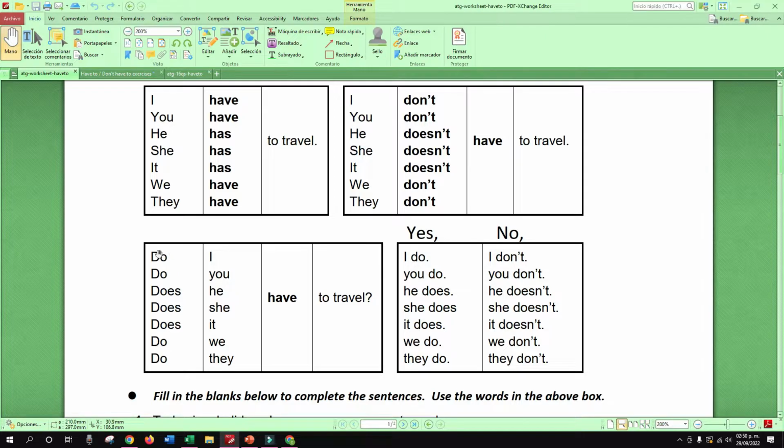And now questions. Look at this one. First, you have the auxiliary, right? The subject, have to, and the main verb. In this case, do I have to travel? Or does she have to travel? Do we have to travel? Yes. And the answer, if it is affirmative, yes I do, or yes she does, or yes we do, right? If it is negative, no I don't, or no she doesn't, or no we don't, right?